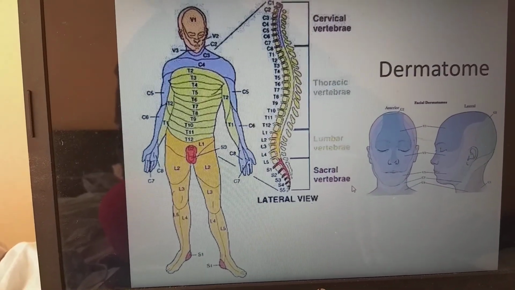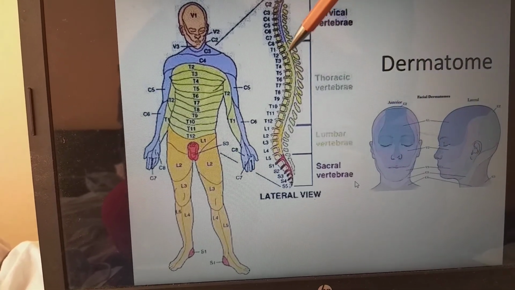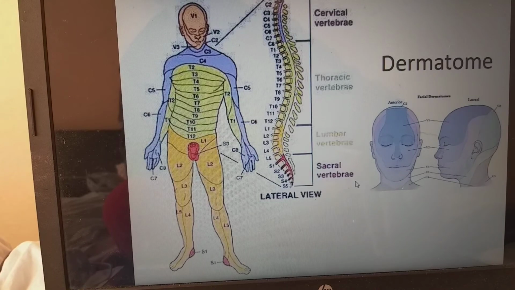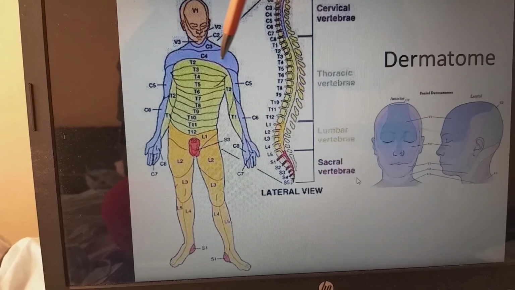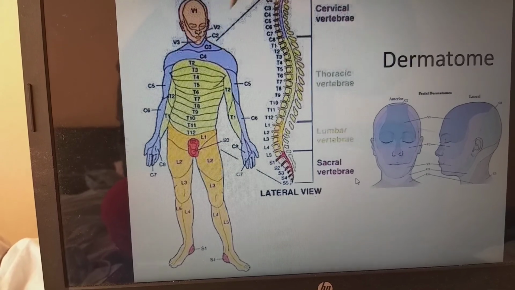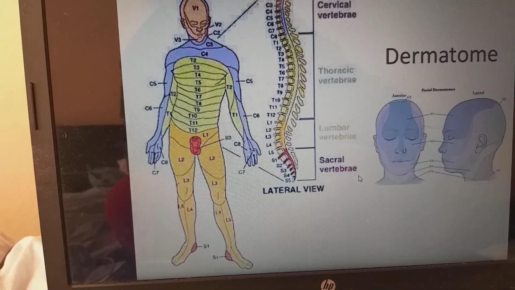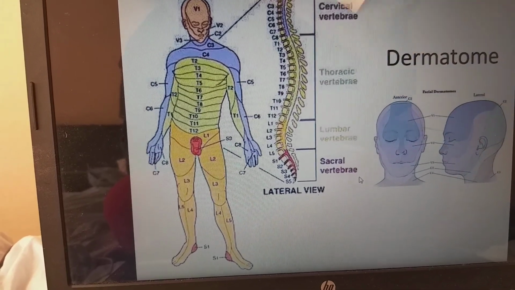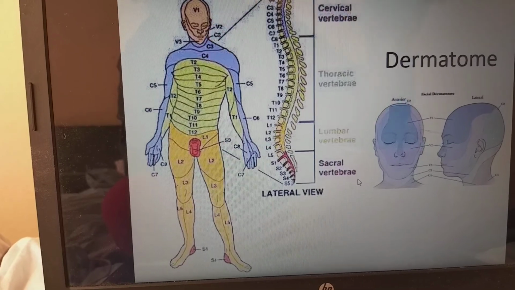Dermatomes. Dermatomes are the nerve representation of the spinal cord on the skin. For example, this area is being supplied by C4 nerves, from the C4 segment of the spinal cord. So these are overall the distribution of the dermatomes. It will be T2, T3, T4.